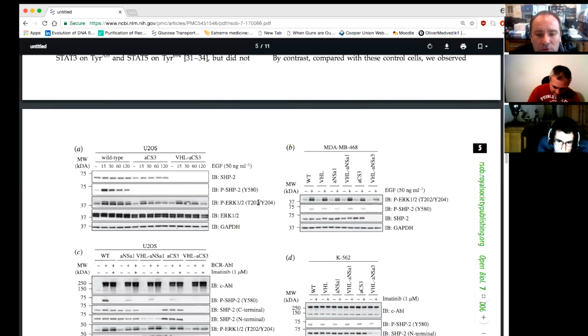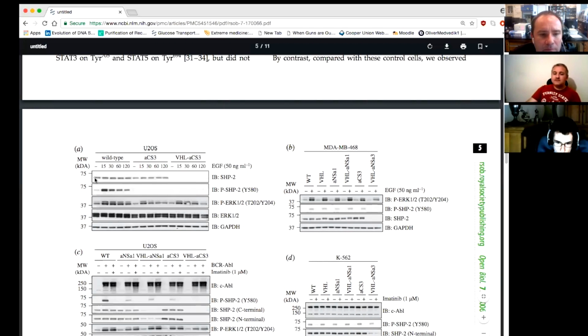You've got two phosphorylated residues on ERK2, threonine and tyrosine residues. Then you have regular ERK2 and GAPDH. So those are loading controls. Notice they're all kind of the same amount across.